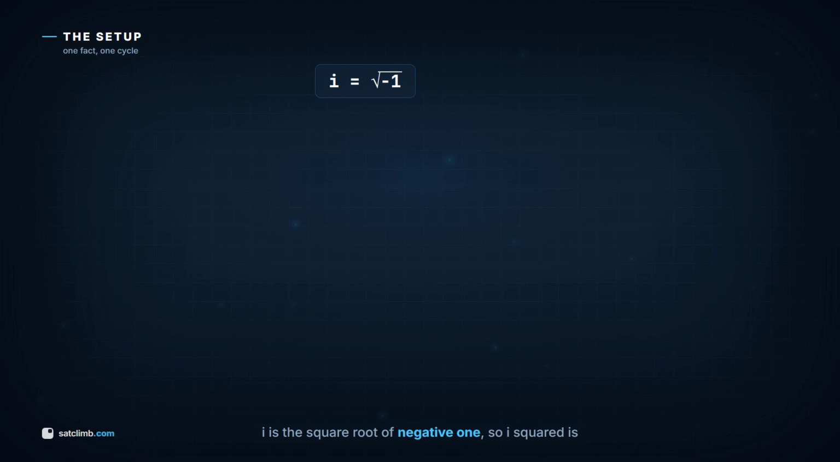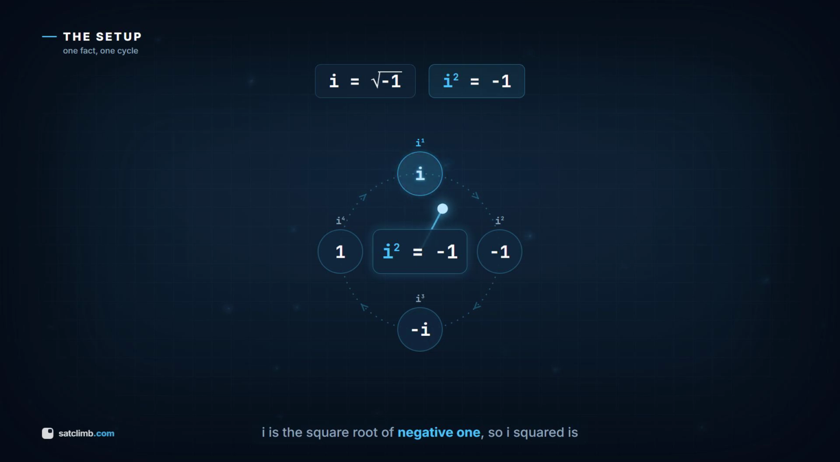Start with the definition. i is the square root of -1, so i squared is -1. From that, the powers of i fall into a cycle that repeats every 4. i to the first is i, i squared is -1, i cubed is -i, i to the fourth is 1. Then it starts over. That 4-step cycle and the substitution i squared equals -1 are the entire toolkit.